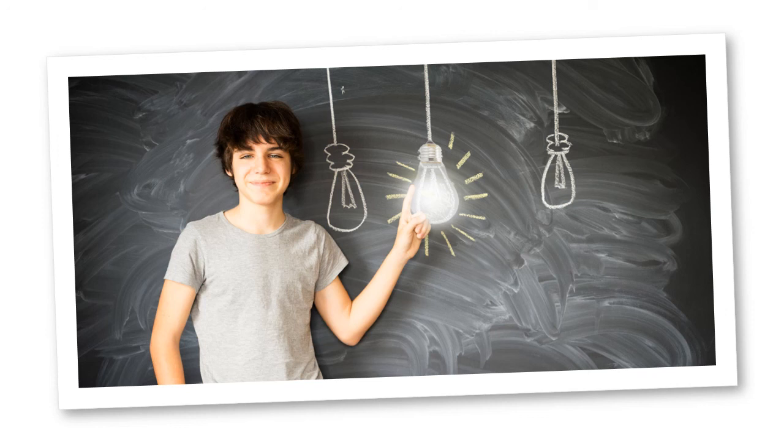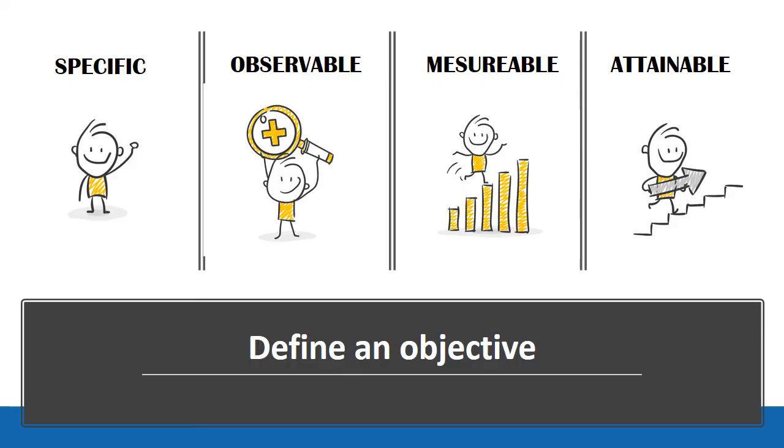Next, think about the different social skills needed to achieve this goal in order to identify possible skill deficits that you could work on. Once the priority is targeted, it is important to formulate an objective that will allow the learner's progress to be assessed. We mentioned that it should be specific, observable, measurable, and attainable. The following is a brief definition of each of the components.